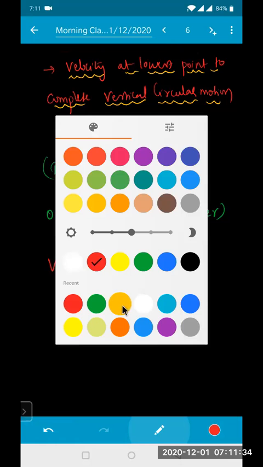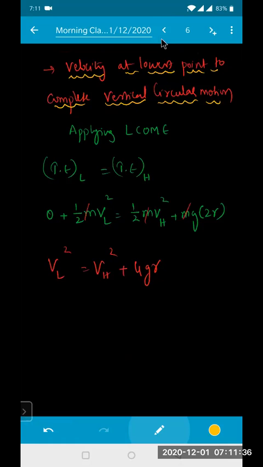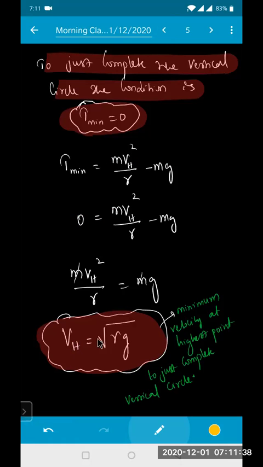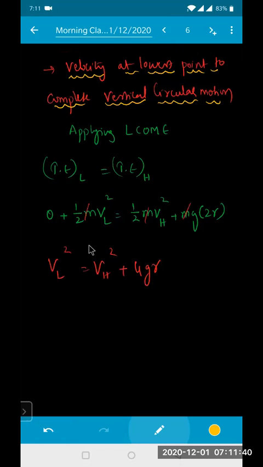Now velocity at highest position we already know. Velocity at highest position is under root of RG. That means velocity at lowest position VL square is equal to VH square, VH square is how much?